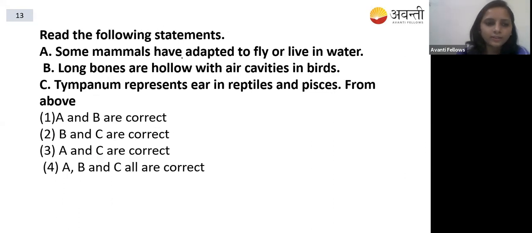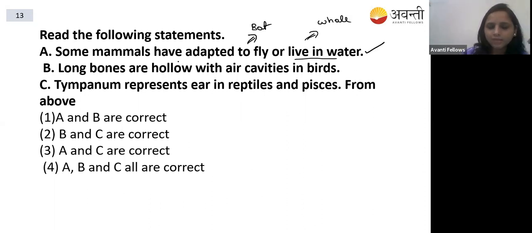So let us go to the 13th question. Read the following statements. Here they have given three statements, A, B, and C. You have to select which one is correct. Some mammals have adapted to flying. Yes, bat is there, right? Bat is a mammal. Some live in the water. Yes, whale is there. So this statement is correct: some mammals have adapted to flying and some live in the water.